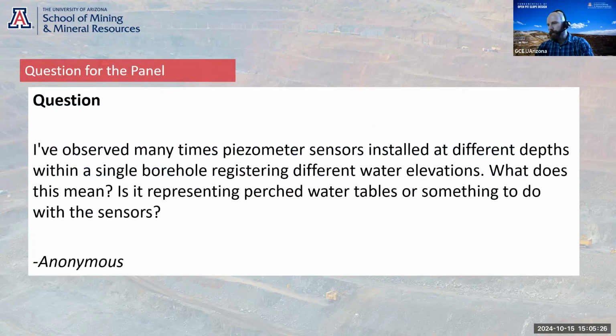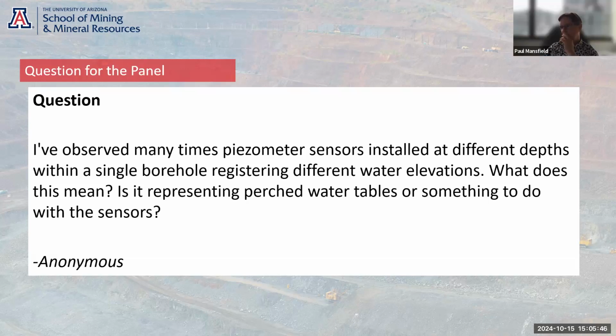Okay. I've observed many times piezometer sensors installed at different depths within a single borehole registering different water elevations. What does this mean? Is it representing perched water tables or something to do with the sensors? I think this is probably a common question. So I'll open this up to the floor.